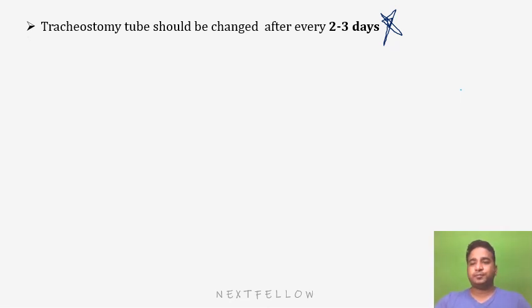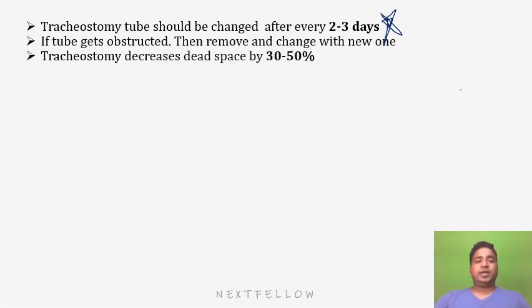So what is the advantage of tracheostomy? It decreases dead space by 30 to 50%. Again, important. How does it decrease? It just bypasses the upper tract, starting from the lips, oral cavity, or we can say the nostril, till the level of the larynx, or till the level of the tracheostomy site. It just bypasses that tract. In that way, it decreases the dead space by 30 to 50%.